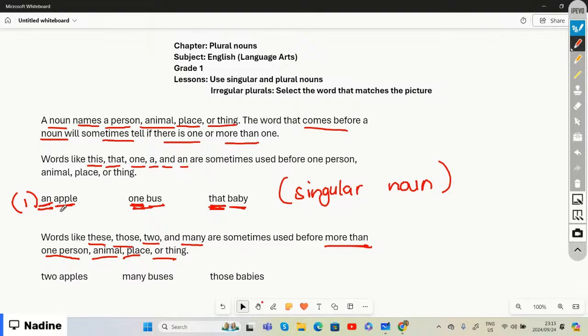So here we said an apple, and an apple refers to one apple. But now, instead of asking for an apple, when it comes to the plural form, we say two apples, meaning that here we have one apple, but here we have two apples. So this is plural. How many apples do you want? Two apples.